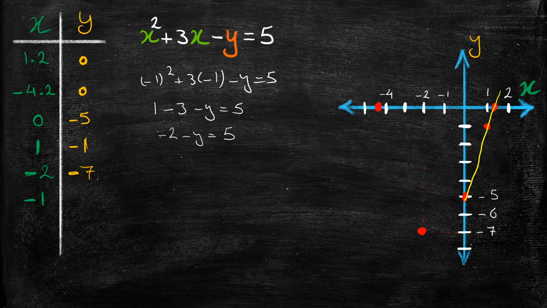Now adding 2 to both sides of the equation to get rid of it on the left hand side. So -y equals 5 plus 2, which is 7. And multiplying both sides by -1 to make y positive and isolated. y equals -7. So when x is -1, y is also -7. Let's show that also on the graph. So -1 for x and -7 for y.